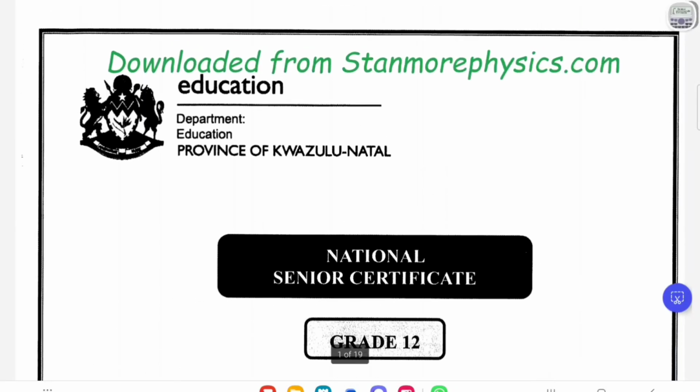I also want to mention that I got this paper from stanmorephysics.com, which is a high school website where they upload a whole lot of past exam papers from maths to physics, all the way from grade 8 to grade 12. So you can use that as a resource to help you practice.